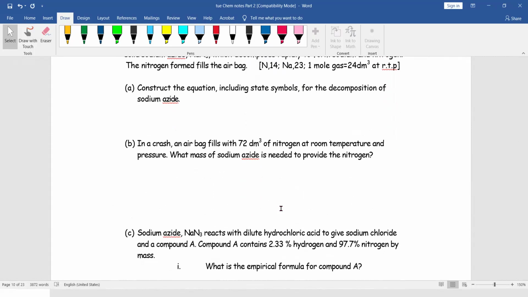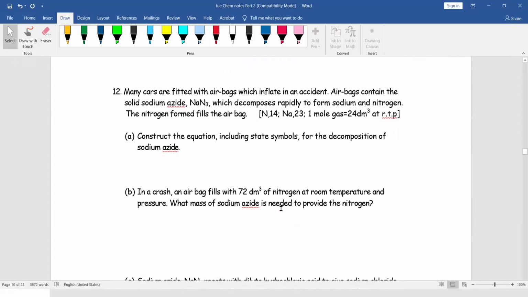Try the equation first. What's given? N3. It's given. It's given in the question.